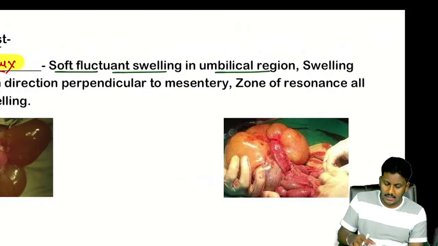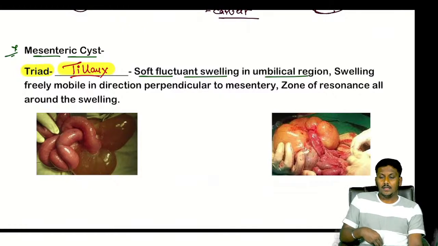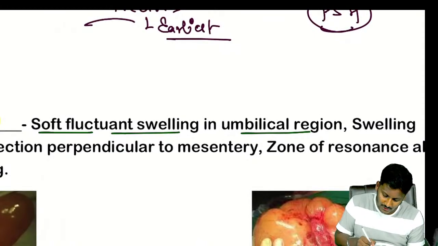Second important feature that you have to remember: the swelling is going to be freely mobile, and where it is going to move, understand. For example, this is the mesentery. So this is the swelling over here.